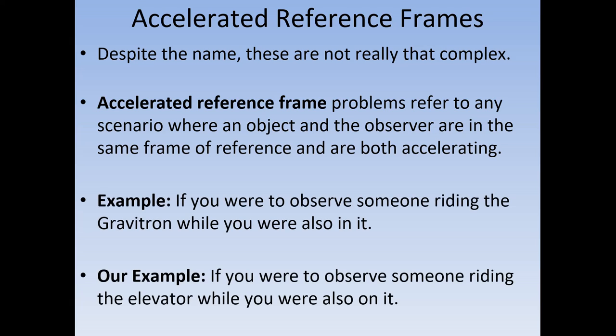One example would be the gravitron. If you've ever been on one of those rides over at the fairs, you go into a room, it spins around. That's another example of an accelerated reference frame. While you're in there, you can act differently because it's accelerating versus when it's not accelerating. Now, for the most part, when we say accelerated reference frames, we're mainly going to be referring to elevator rides. So that's going to be the big example here.